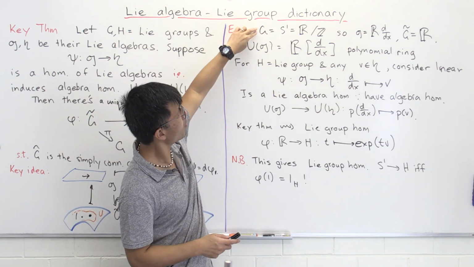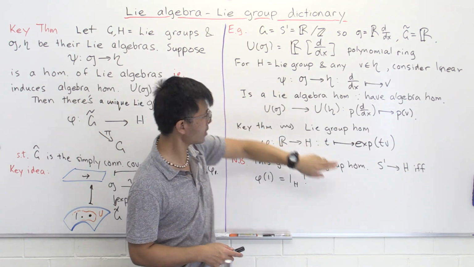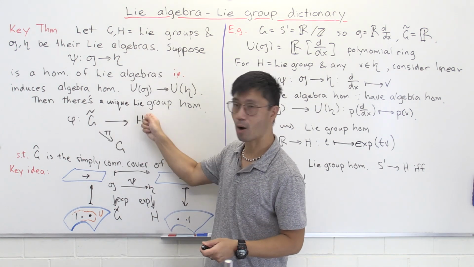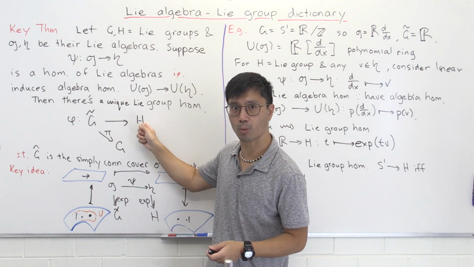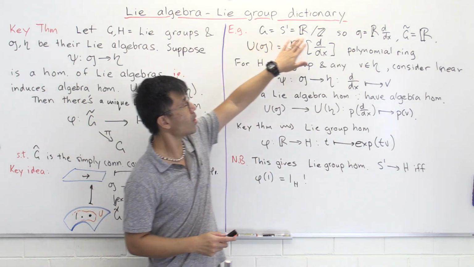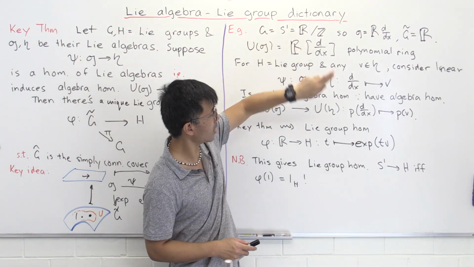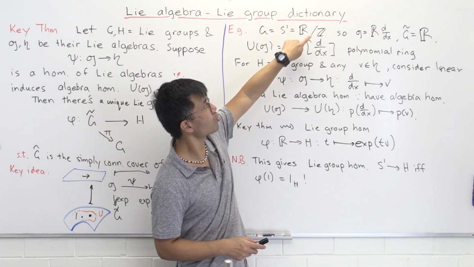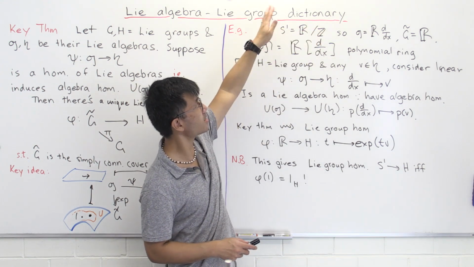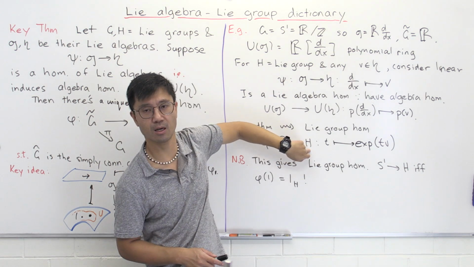Do we get a map from this S1 to H? Can we factor this one that way? That's what we want to do, and let's see when you can do that. Well, the point is that here you've got the map from R to H, and you want to make sure that all of Z gets sent to the identity in H, because all of Z is the identity coset here.